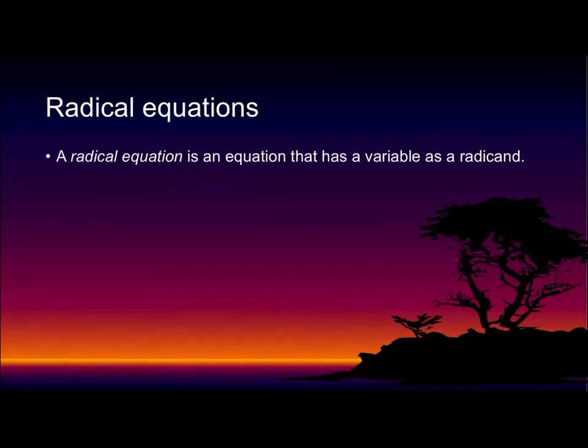To start, radical equations are any equation that has a variable in the radicand. And when we have these equations, they can be linear equations or first degree equations, or they can be quadratic equations, second degree equations. But anything where it has a radical and the variable is underneath the radical, making it a radicand, is considered a radical equation.